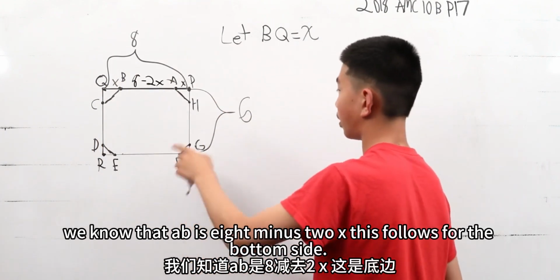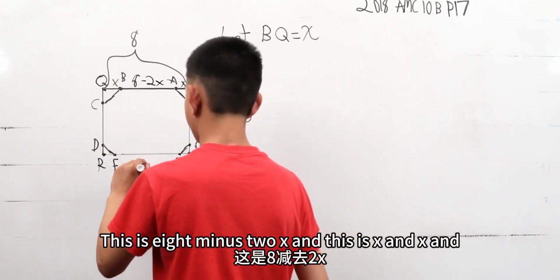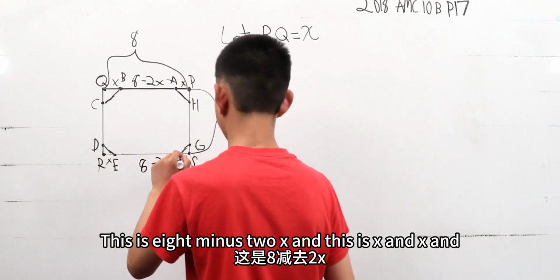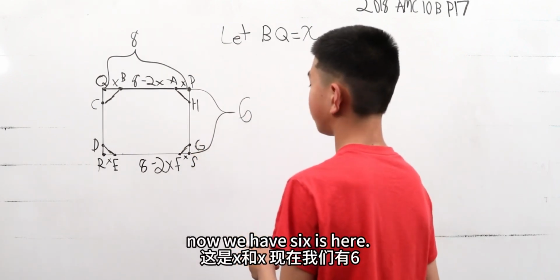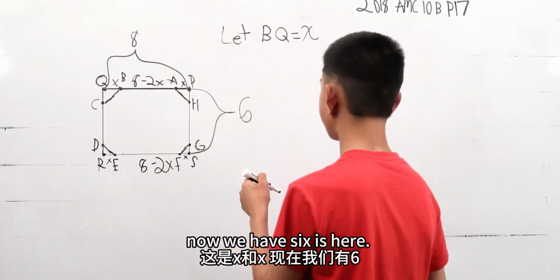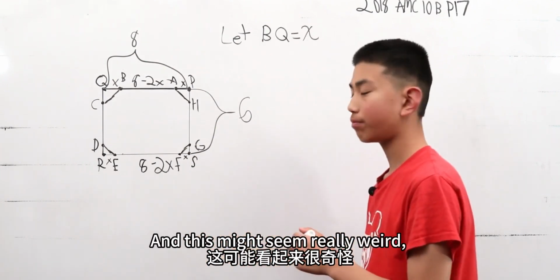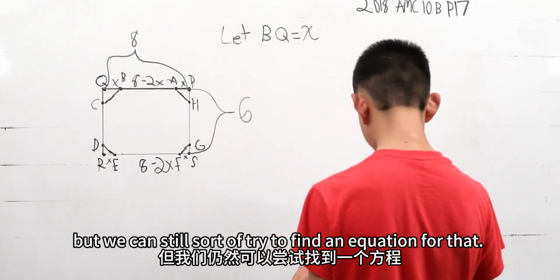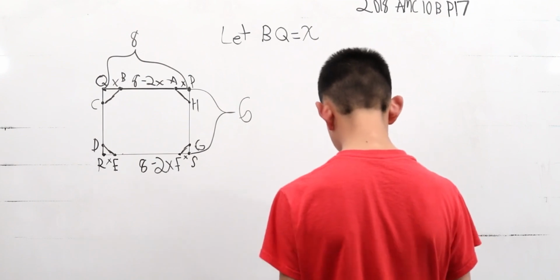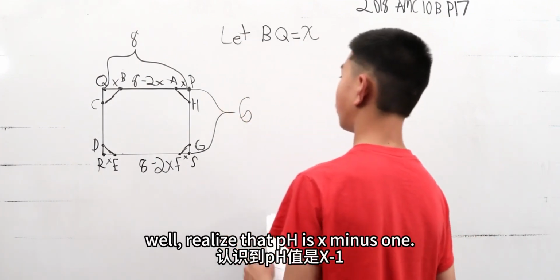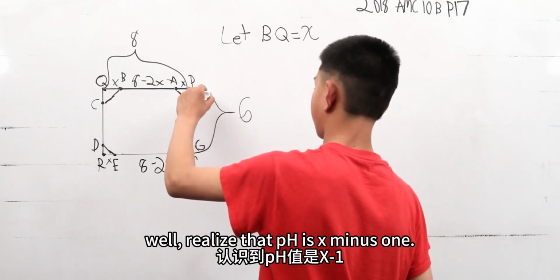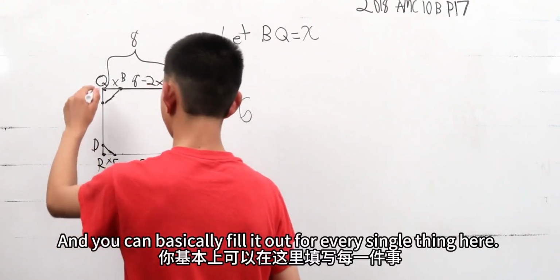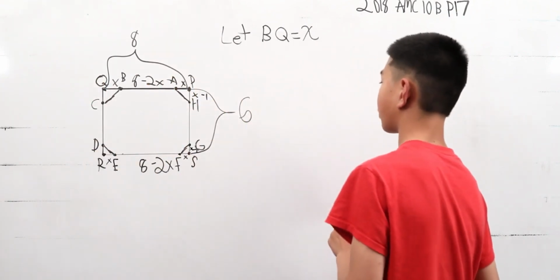This follows for the bottom side. So this is 8 minus 2x, and this is x and x. And now we have 6 here. This might seem really weird, but we can still try to find an equation for that. So what we can do is realize that PH is x minus 1, and by similar reasoning, this is x minus 1, and you can fill that out for every single thing here now.